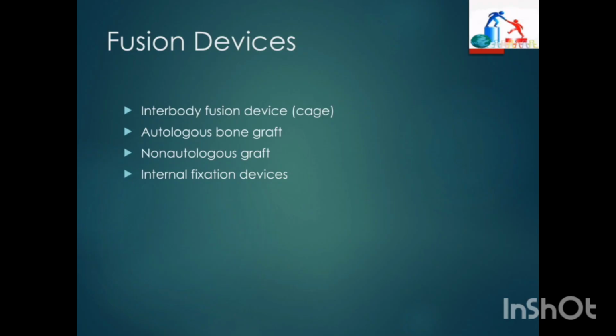Each component, from the cage to the grafts and fixation devices, plays an integral role in achieving a successful outcome. Connecting this to the overall theme, effective spinal fusion relies on the careful selection and application of these devices and materials to restore stability and function to the spine.